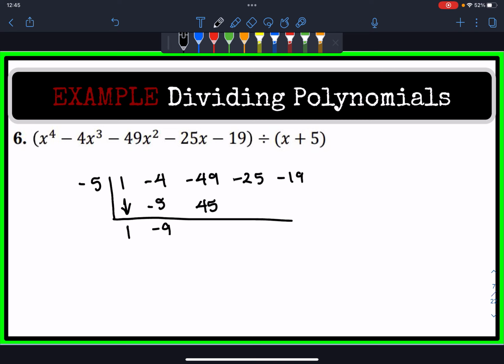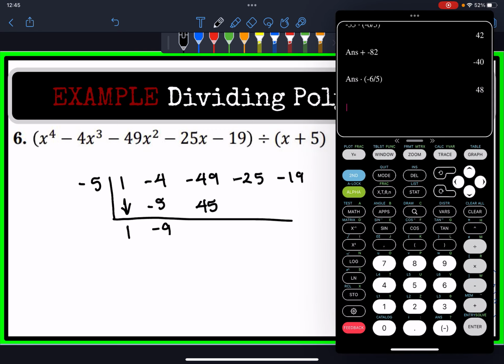Again, multiplying and adding. So here I multiply 1 with negative 5, that's negative 5, and adding negative 4 with negative 5, that's negative 9. Negative 49 plus 45, that's equal to negative 4. Multiplying that answer with negative 5 is equal to 20. Adding it with negative 25, that's negative 5. And multiplying that answer with negative 5 is equal to positive 25. Adding the negative 19, we end up with 6.